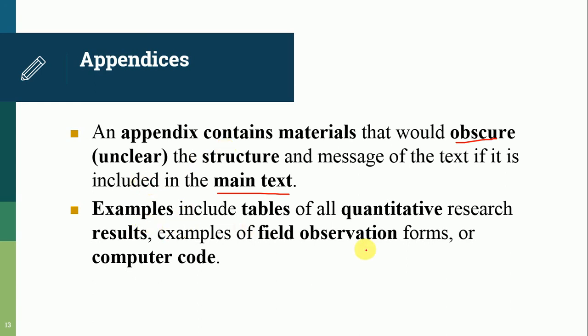Examples include tables of quantitative research. I told you the questionnaires, the tables of the quantitative research. If you have conducted quantitative research, you should also include the tables of them in appendixes. It also has the results, examples of field observations. You went to the field, you observed things, and what you have observed, you can explain in appendixes, or you can attach observation forms, actually, or computer code. The code that you use in the computer, you should put in appendixes.